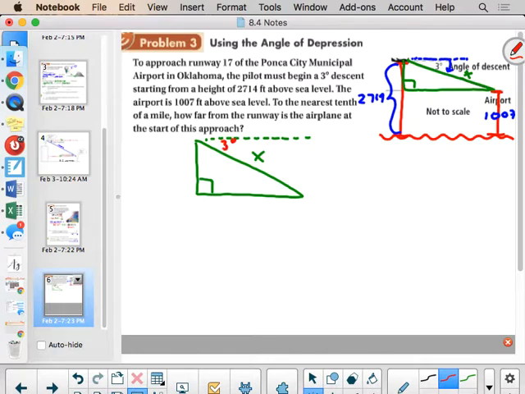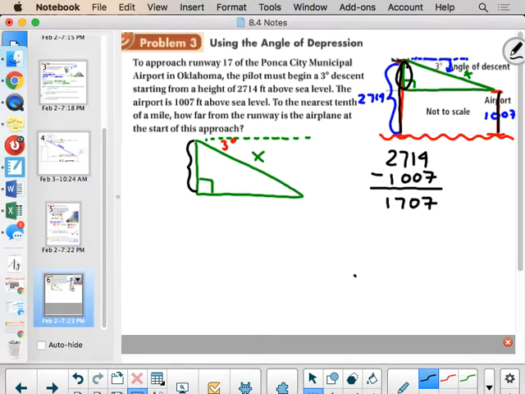So if I zoom in right here, here is my x, here was my line of sight, which is 3 degrees. I now also need to recognize I do have more information. I can figure out what this length is right here, because this entire length is 2,714, and this little length is 1,007. So if I subtract 2,714 and 1,007, I can isolate this tiny piece right here. And this tiny piece is a height of 1,707. I'm going to label that on my diagram.